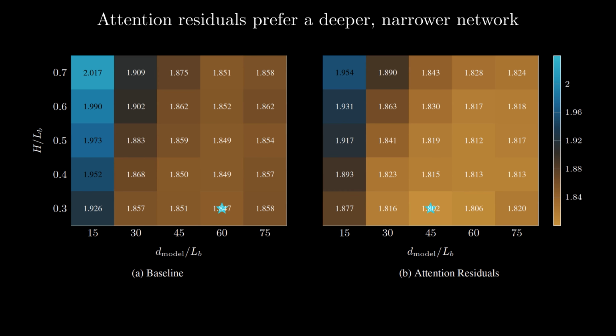With standard residuals, simply stacking additional layers eventually yields diminishing returns. Each new layer's contribution becomes increasingly diluted by the accumulated residual stream. In contrast, attention residuals can make much more effective use of network depths.